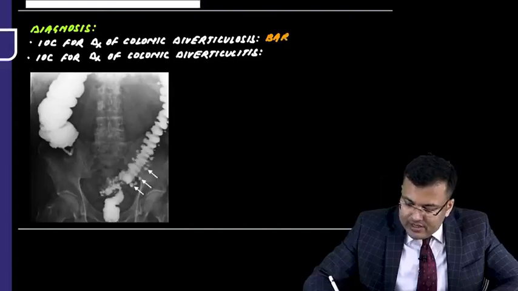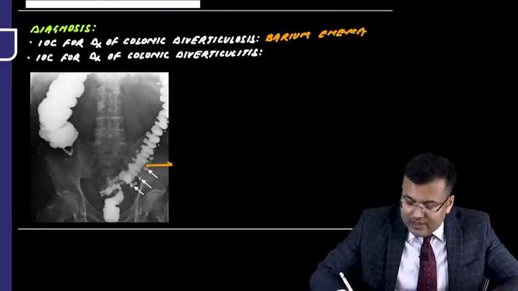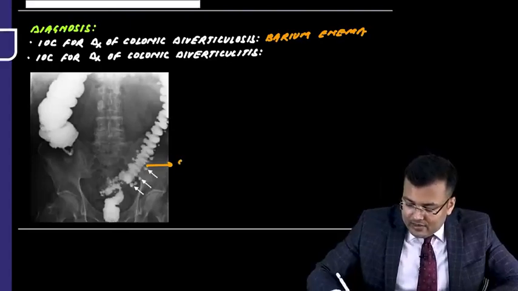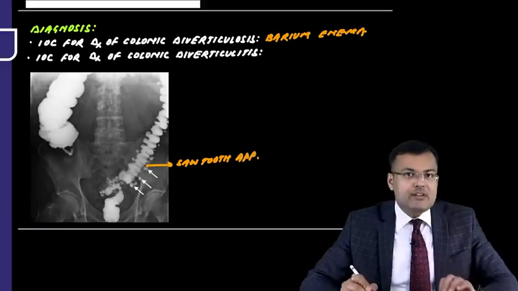So here you can see in this image, what is the finding on the barium enema? In this image, you can see this kind of appearance, and this is known as the sawtooth appearance. So on barium enema, there is a sawtooth appearance in patients with colonic diverticulosis. Clear?